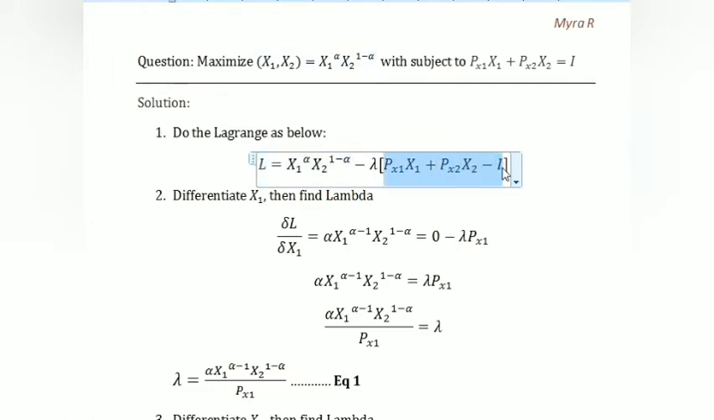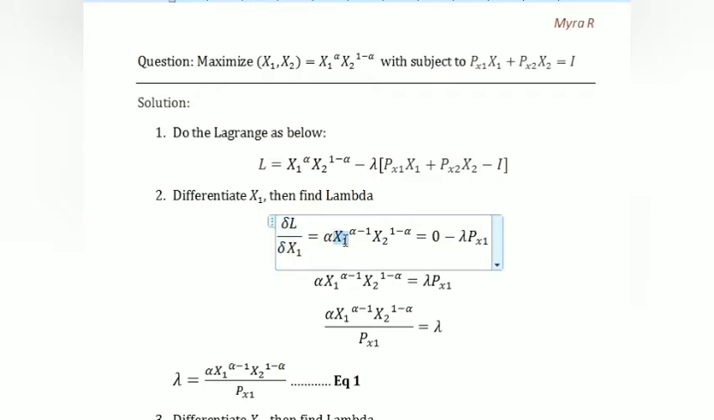First, what we need to do is set up the Lagrangian, where the function we just rewrite from the question. For the next step, we differentiate with respect to x1 and then we find lambda. So we differentiate L over x1. We multiply alpha with x1, so alpha x1 to the alpha minus 1, and then rewrite the x2, and then we minus lambda multiplied by the price of good x1, and we set it equal to 0.